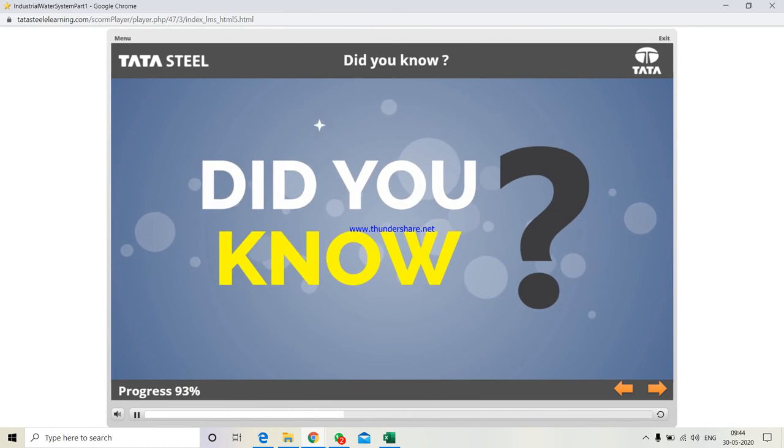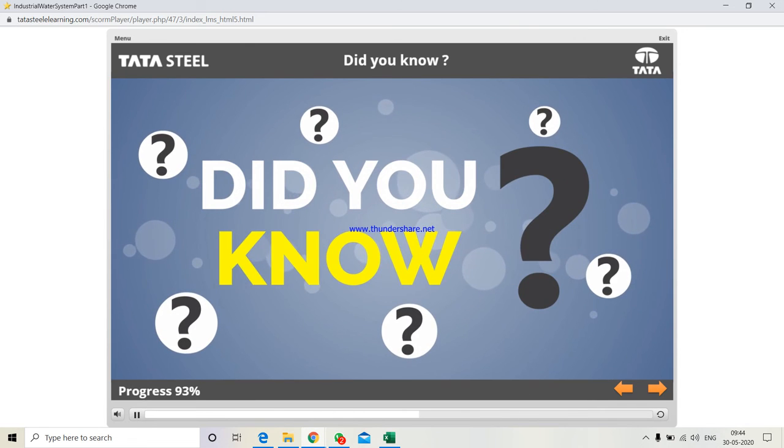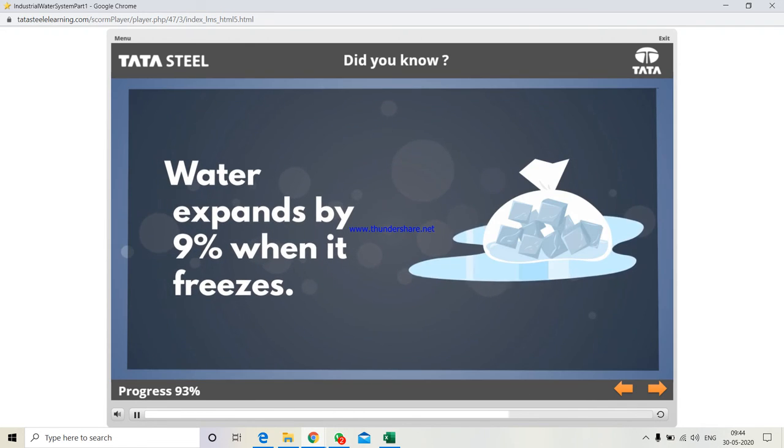Did you know? Water expands by 9% when it freezes.